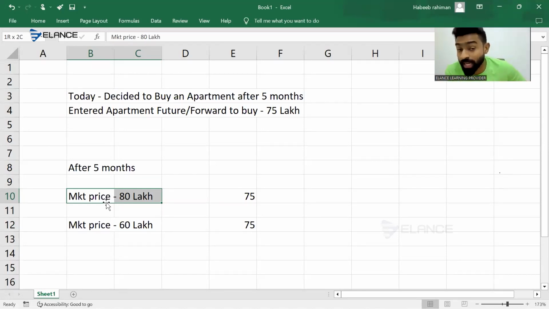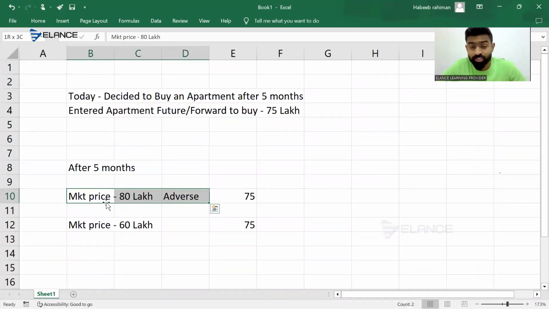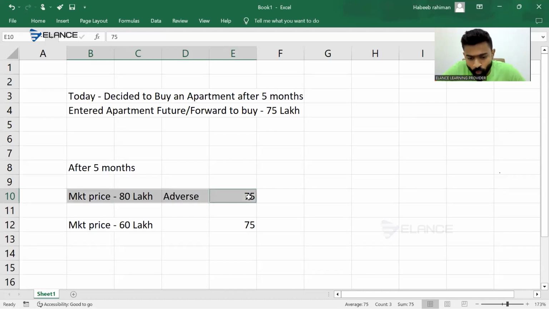If you have not taken the future or forward, assume you are open for risk. The item's price increases in the market. You will think, oh my God, I didn't take any risk management. The price is increasing, and I have to pay more. This is an adverse movement for the potential buyer. Since we took a forward, we are protected from the adverse movement. Yes or no? Since we already took the forward lock-in rate, we are protected from the adverse movement.